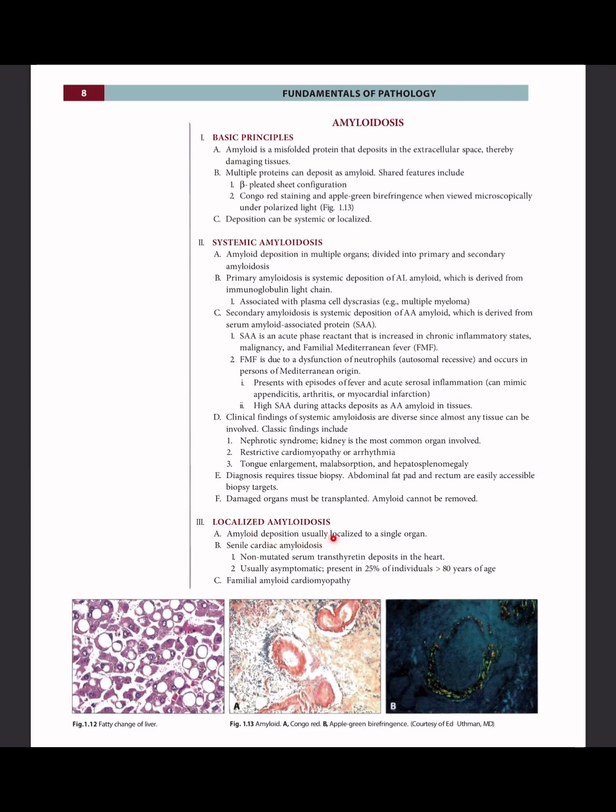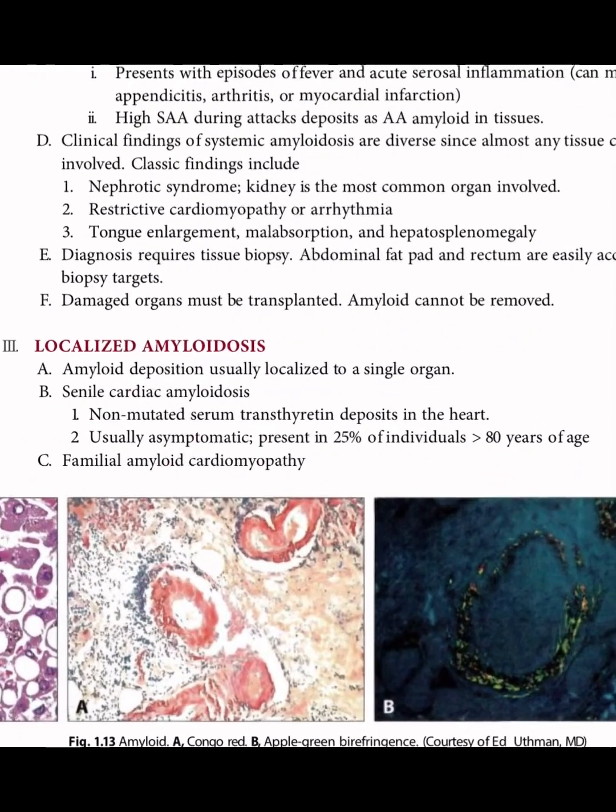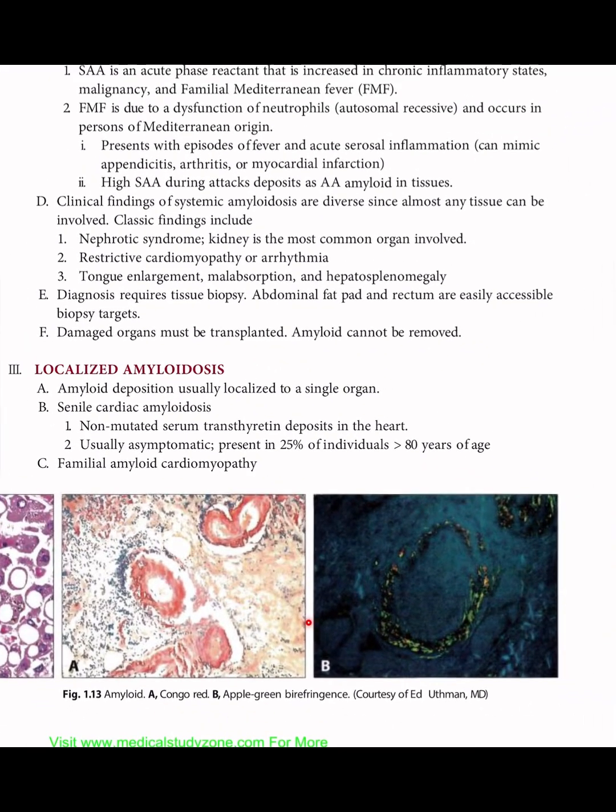Amyloid deposition is usually localized to a single organ. Senile cardiac amyloidosis, where non-mutated serum transthyretin deposits in the heart, is usually asymptomatic and present in 25% of individuals more than 80 years of age. Familial amyloid cardiomyopathy. Here we have a picture of amyloid with the Congo red and apple green birefringence.